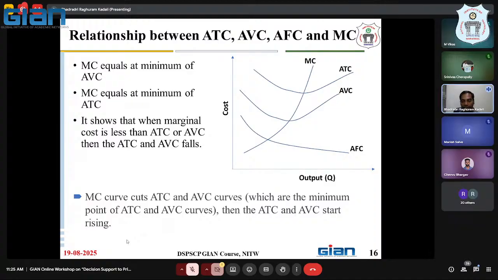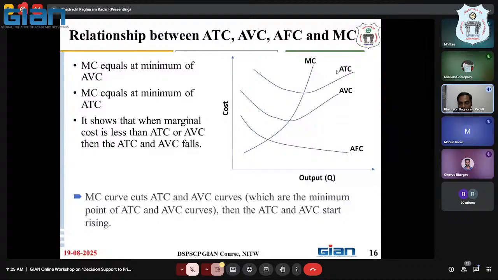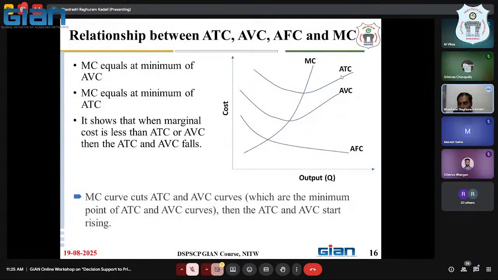Now this can be understood easily in pictorial form. You have the cost, the output, the marginal cost value, the average total cost value, the average variable cost value, and the average fixed cost. Mostly the average fixed cost is almost a linear line, but the variable cost varies with respect to the total cost, because the average total cost equals the average variable cost plus the average fixed cost.